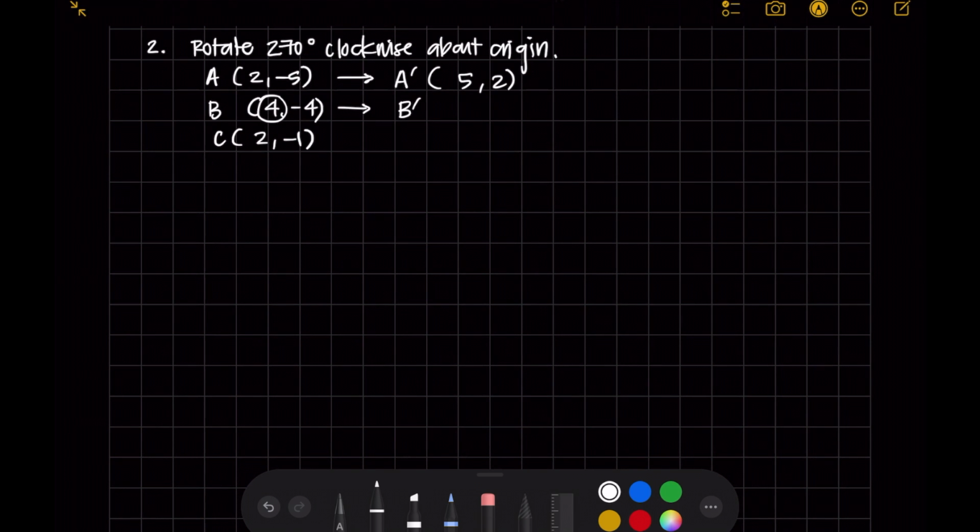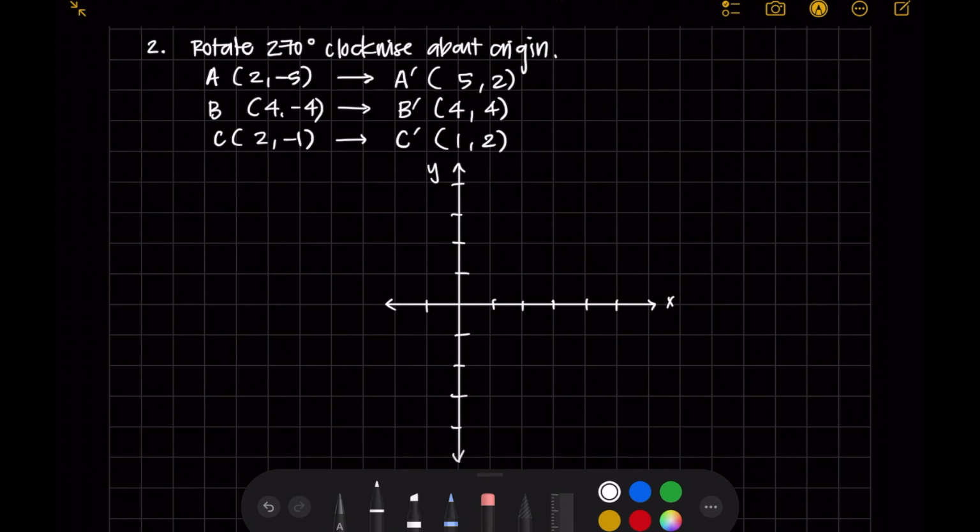B prime: we switch the locations of 4 and -4, and that would make it -4, 4. But remember, for the original y coordinate, we have to take the opposite of it. So it would be (4, 4). C prime: we switch the order of 2 and -1, but this becomes positive, so it becomes (1, 2). Let's go ahead and graph this so that we have a visual understanding of what's going on.